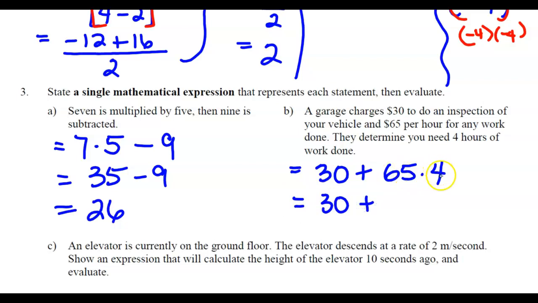Okay, so 65 times 4. If you want to use your calculator for that, you can. But think of 60 times 4. 6 times 4 is 24. Add a 0 is 240. Plus 5 times 4 is 20. So 260.